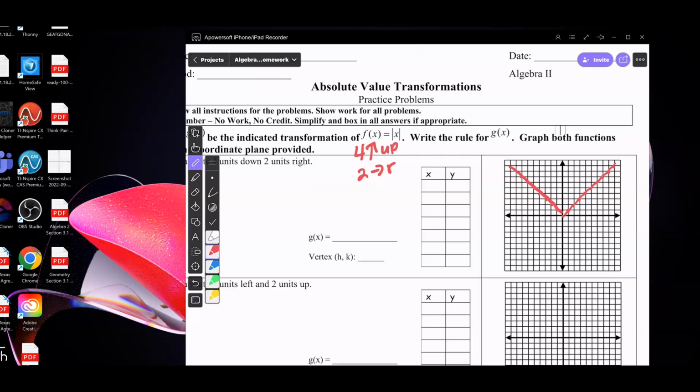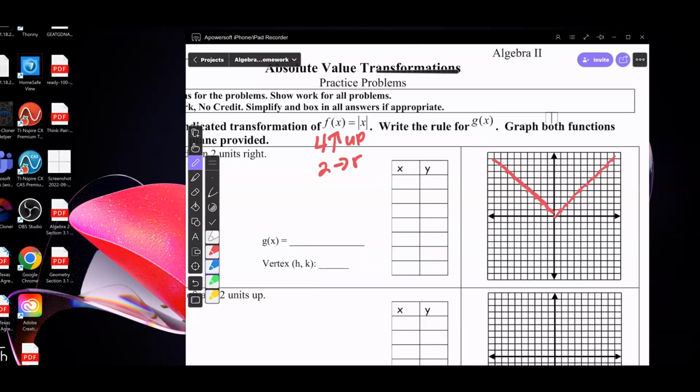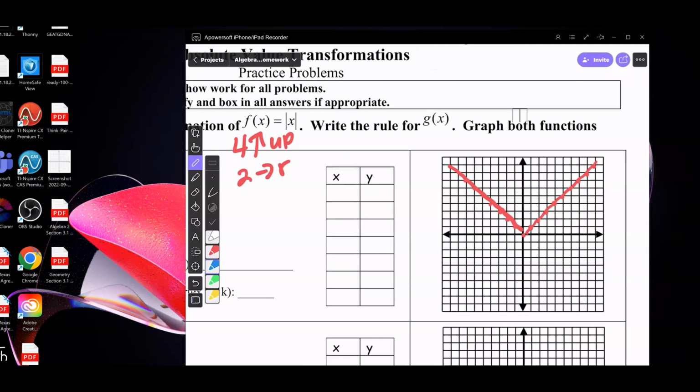So what I need to do, I need to go ahead and create the new graph. So I'm going to go up 4 units, 1, and I'm going to start with the vertex, 1, 2, 3, 4, 1, 2. Okay. So that's my new vertex. This point is going to be where? 1, 2, 3, 4, up 2. This point is going to be where? 1, 2, 3, 4, 1, 2. And you notice that you can see the shape of the new graph.